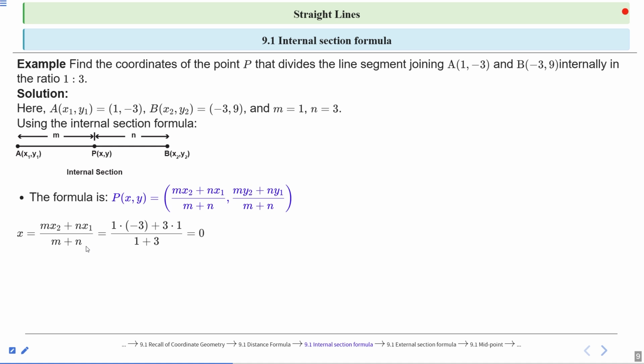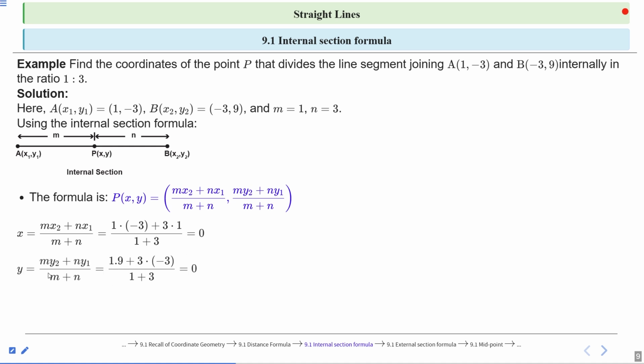Now substituting the values of x1, x2, m and n, we obtain x equal to 1 times minus 3 plus 3 times 1 divided by 1 plus 3. If we simplify it, then you will get x equal to 0.